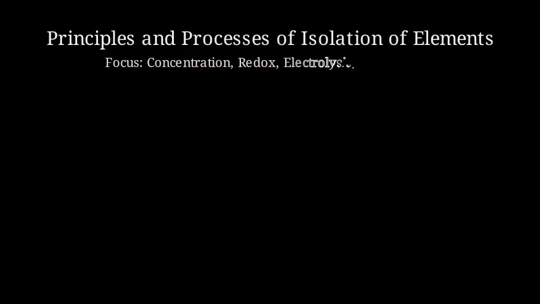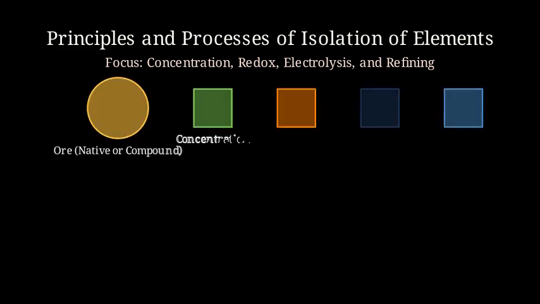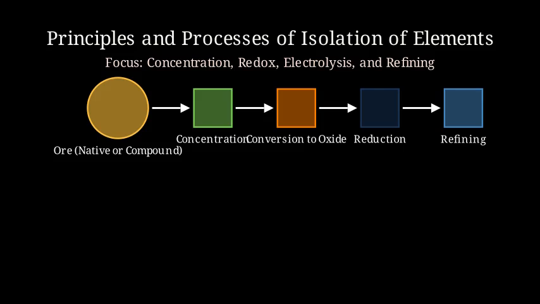In this video, we will explore the general principles and processes of isolating elements from their ores. We'll focus on concentration, oxidation and reduction steps, the electrolytic method, and refining. We'll also walk through how aluminium, copper, zinc, and iron are extracted. Let's begin with the step-by-step flow that all extraction processes share.